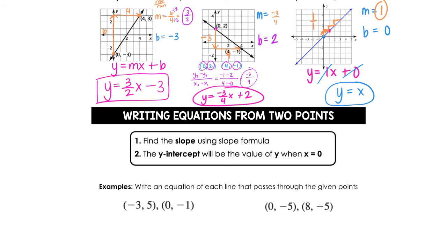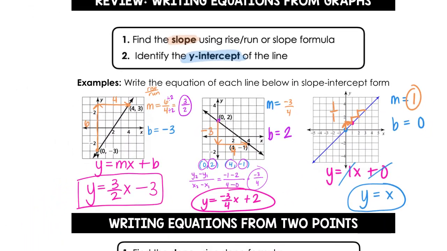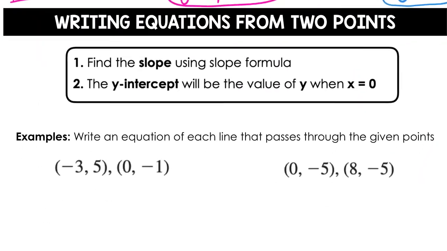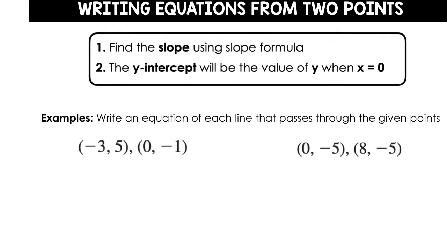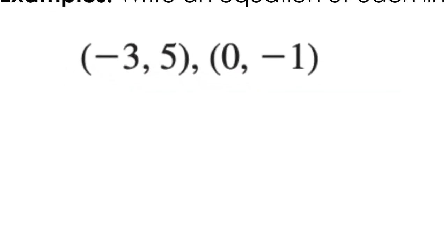Okay, so now we're getting into some new stuff. So this topic we have done before, and now we're going to get into some stuff we haven't done before. So now we're going to write equations from 2 points. So we don't have a graph or anything. We're just going to look at these 2 points here. And I'll talk about those steps in just a second, but let's take a look at these 2 points.